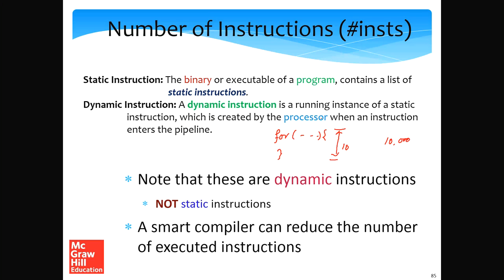And this is created by the processor when the instruction enters the pipeline, right? So even if there are 10 instructions in the code of the for loop, if the for loop executes 1,000 times, 10 times 1,000, 10,000 instructions are pretty much being created by the processor. So a dynamic instruction, which is exactly num_inst, is the number of instructions that the processor actually sees.